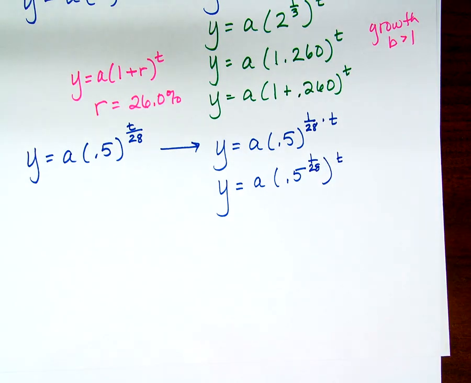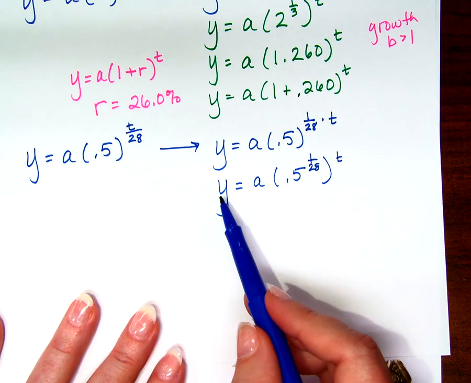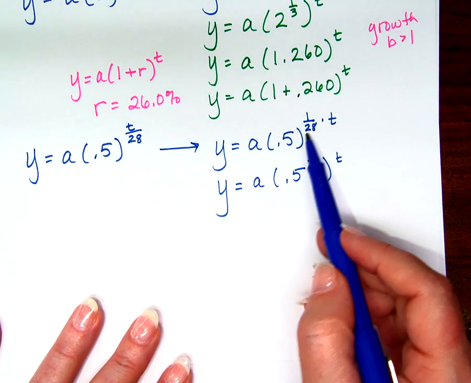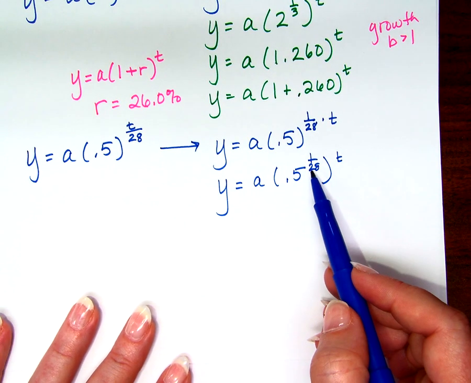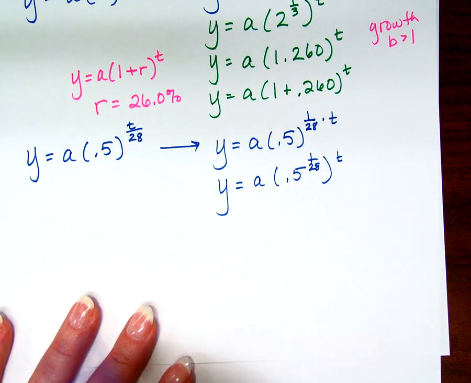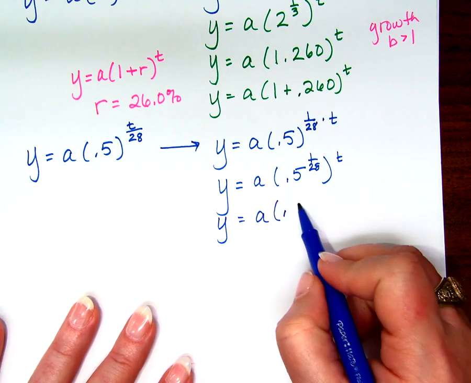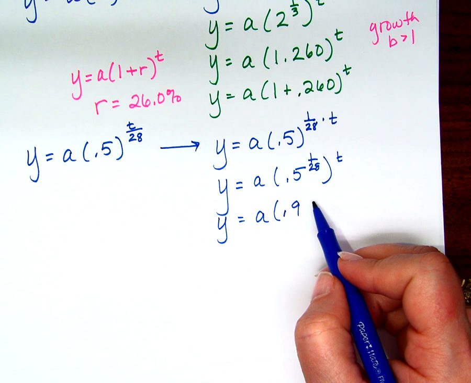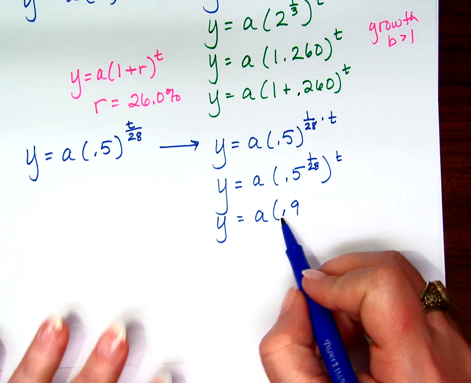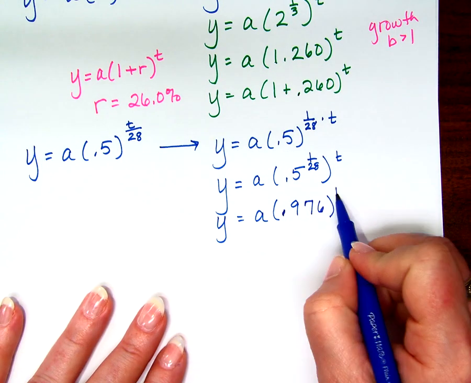Now, here's the question I was asked earlier. Can I skip this step? Can I go from here to here? If your brain can do that, absolutely. Some people need to write this out and then know to pull the 1/28th inside. But if you can skip that step, right here is a step you can skip. Okay? What is 0.5 to the 1/28th power? Oh, okay, it's okay. So 0.976 to the t power.